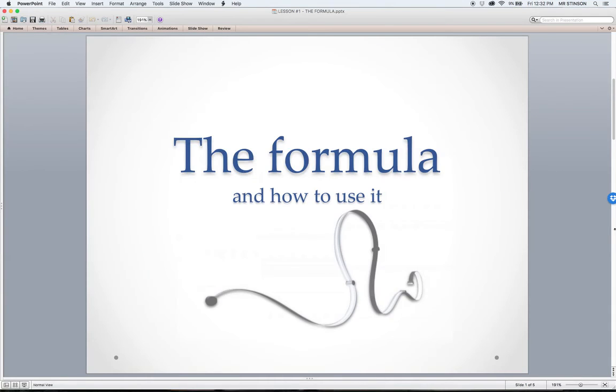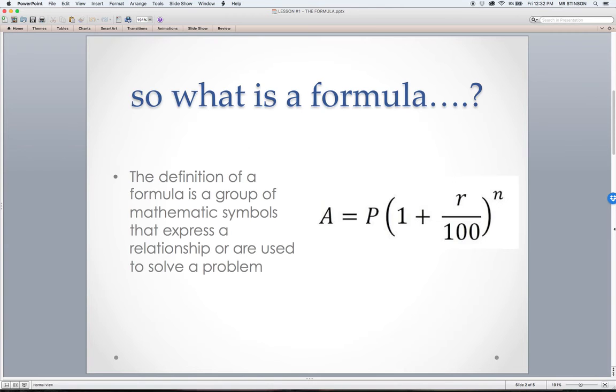Our first lesson is titled, The Formula and How to Use It. Our TEF gave us a great definition of a formula from Google a while ago, but let's go over it again. The definition of a formula is a group of mathematical symbols that express a relationship or are used to solve a problem. You can see that we have the compound interest formula to our right. This is a problem we need to solve, and we use a formula to do it. In this case, the formula for our compound interest is amount equals P outside of 1 plus R to the power of N.